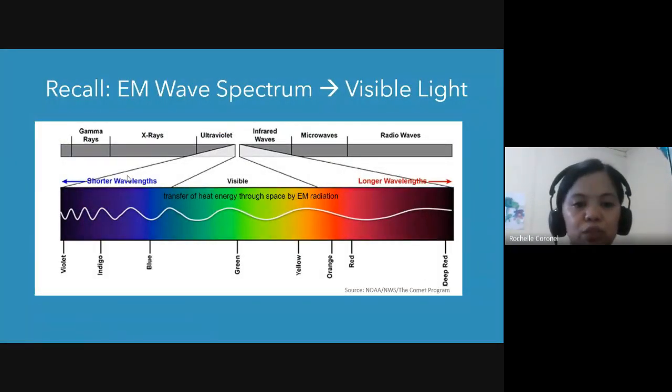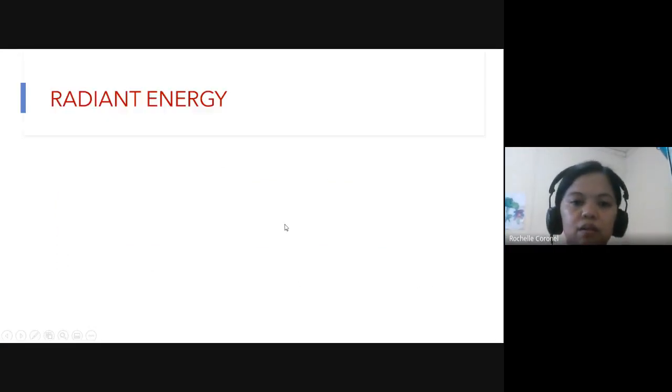Okay, so this is just to show you that the EM wave spectrum is actually wider, but what can be seen by our eye is just the visible, which also has a shorter wavelength and longer wavelength. But note that the shorter wavelengths, gamma rays, X-rays, UV rays, these are most of the wavelengths that the sun emits. On the other hand, the longer wavelengths are the wavelengths that the Earth mostly emits.